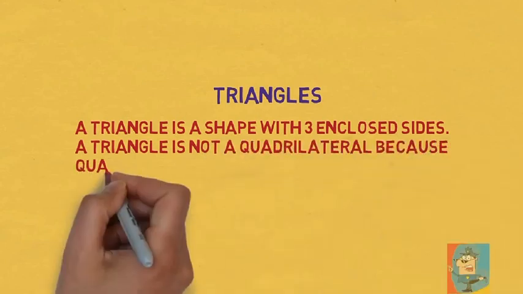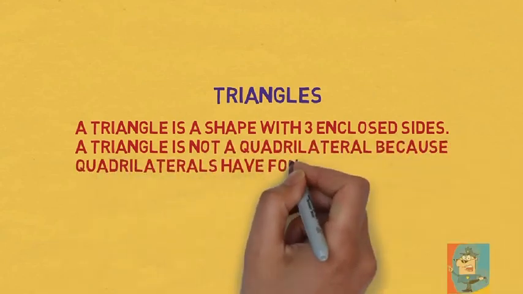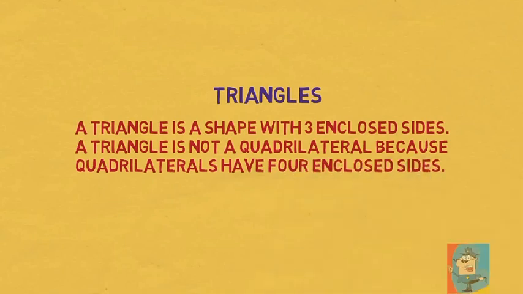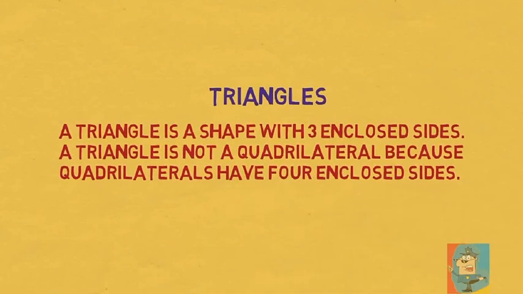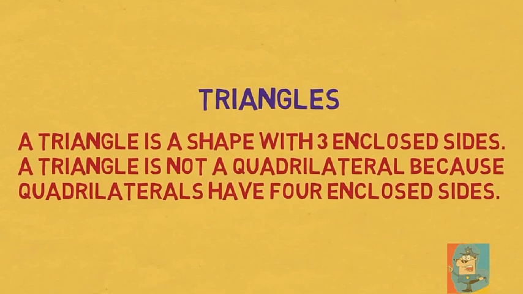A triangle is a shape with three enclosed sides. A triangle is not a quadrilateral because quadrilaterals have four enclosed sides. Examples of quadrilaterals are rectangles and squares. So you can see that those quadrilaterals have four sides, but a triangle has three sides. So therefore, a triangle is not a quadrilateral.